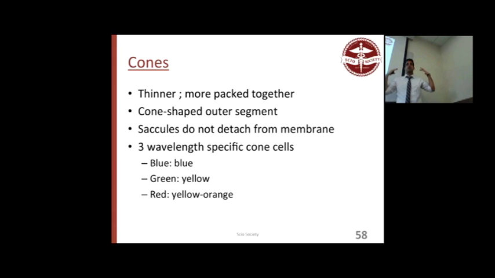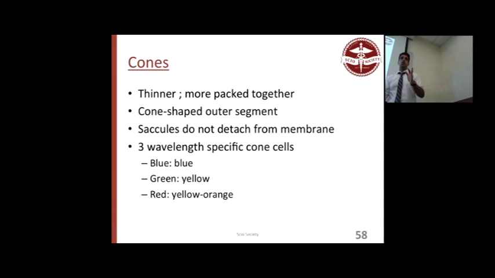Okay, so rods are at the back of the eye. Cones are thinner. They do color. They respond to different wavelengths. There's the red-orange one. So the blue wavelength is the one that the blue cone cells respond to. Blue. Simple as that. Blue wavelength, blue cone cells.